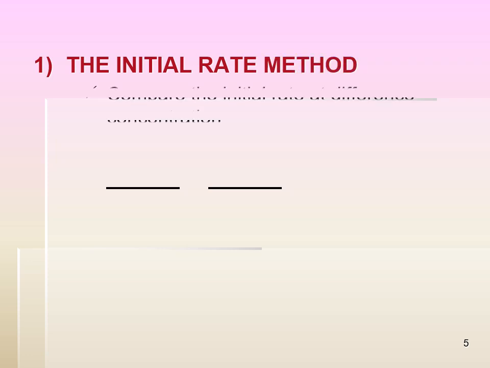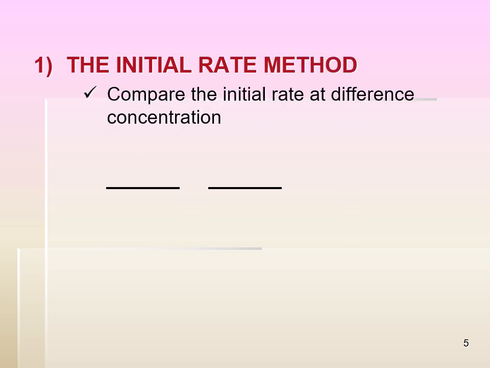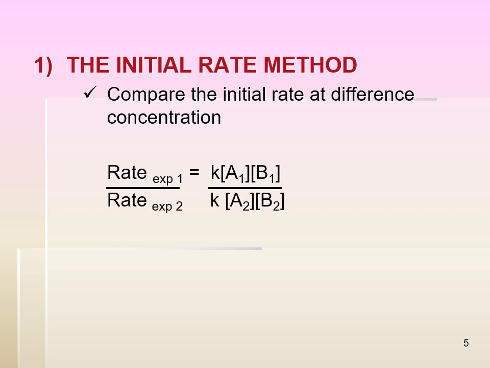In order to get the order of reaction using the initial rate method, we need to get data from experiments. So we compare the initial rate at different concentrations for experiment 1 and experiment 2. For example, if we have 2 reactants here, A and B, both are going to have a different concentration for a different experiment.